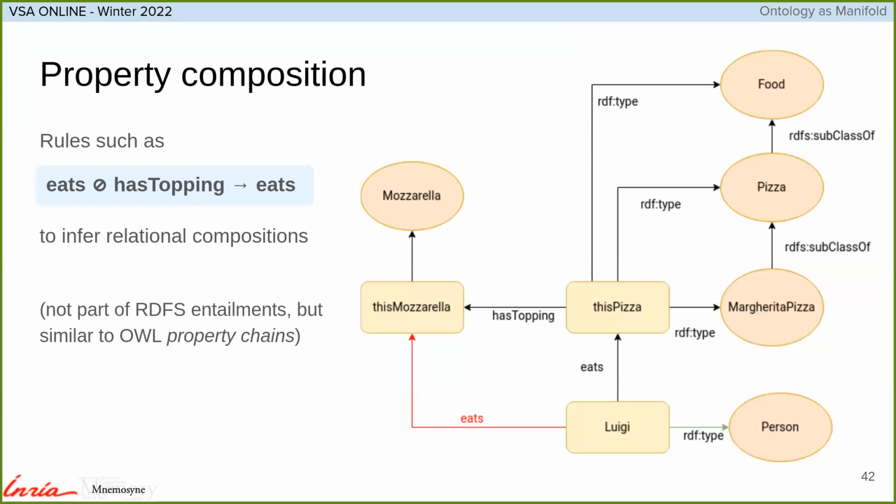And lastly, there is property composition. This one is not actually an RDFS entailment rule. Although it's a rule that is present in OWL 2, the second version of OWL. So it's similar to OWL property chains. This one says that we can chain properties. For example, if you are eating a pizza that has a certain topping, you are also eating that topping. So you can chain relationships like this and simplify them into just one. This mechanism is exactly the same as the one for the inheritance inference rule. So this works too.